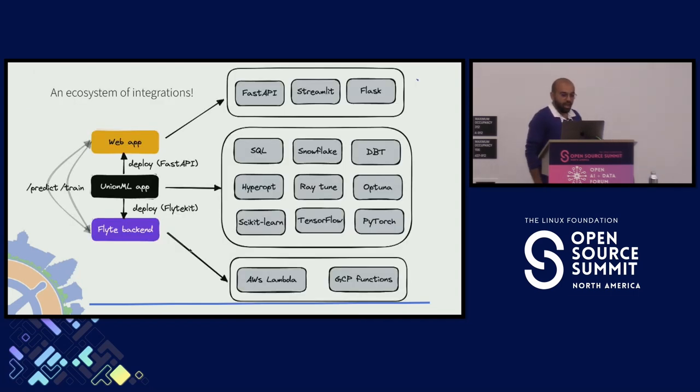In Union ML, we have an ecosystem of integrations. With the web app, we can use FastAPI, as mentioned earlier, or Flask for deploying or serving it over an HTTP interface. The Union ML app will integrate with SQL or TensorFlow or PyTorch, whatever is required. And the Flyte backend can integrate with AWS Lambda or GCP functions.